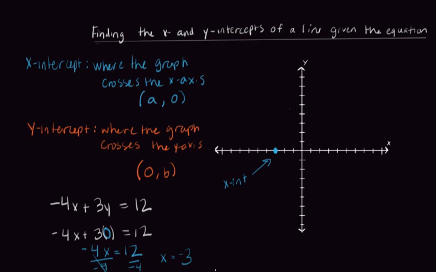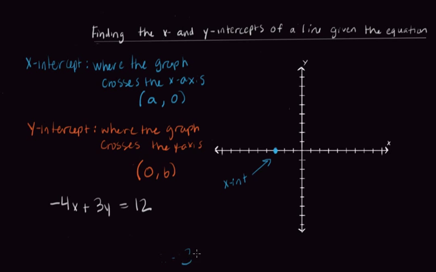Okay, now we can do the same thing for y, but the opposite really. So in the y-intercept, x is always equal to 0. The x-coordinate of that point is always equal to 0. So if you want to find out what it is, you can plug in 0 for x, and then we'll figure out what y is, and that will be our y-intercept.